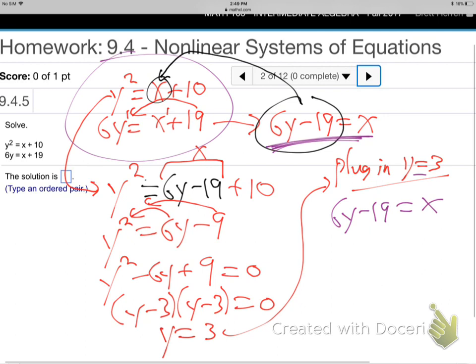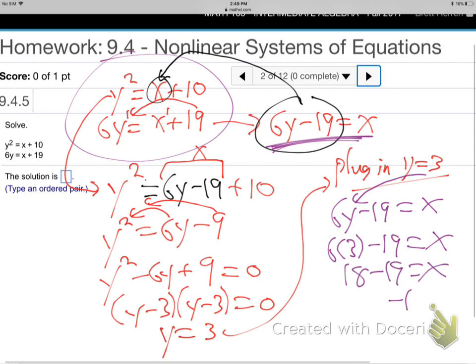X is already alone. Put in the 3. 6 times 3 minus 19. What's that? 18 minus 19. X is minus 1. So the answer is minus 1 for x, and y is 3. X, y: minus 1, comma, 3. There it is. Questions on that?